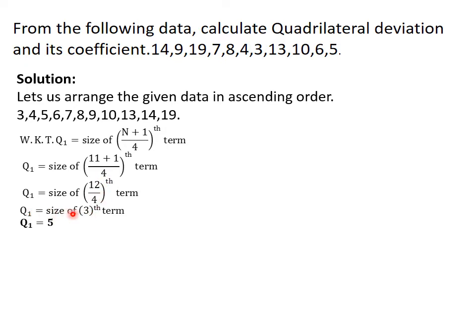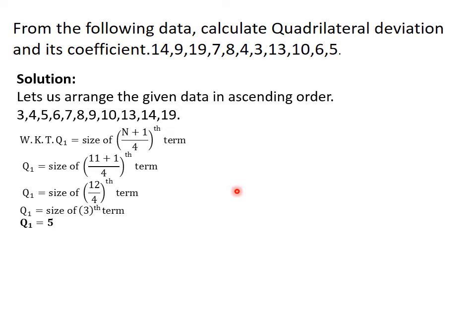So now Q1 is what? Size of the 3rd term. That means we have to see the third value from the arranged data. So this is the first value, second value, third value. So the third value is nothing but what? 5. Therefore the value of Q1 is equal to 5.